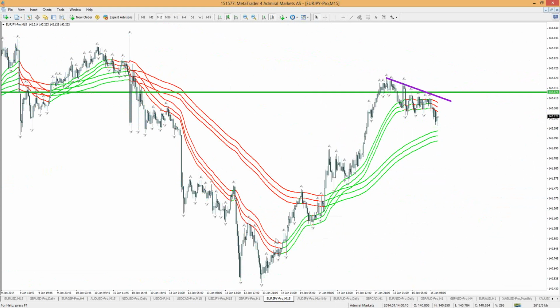But it's interesting, though, you can see that, and this happens more often, when we break one set of moving averages, we sometimes go to the next, right? So that could happen here too, but that's a counter trend move.